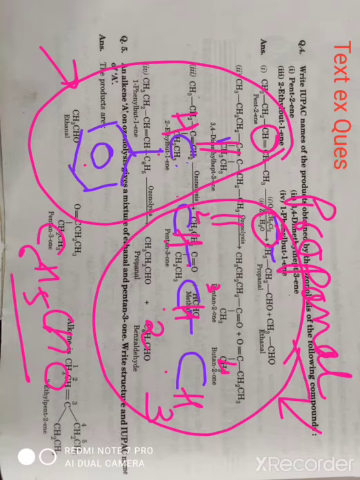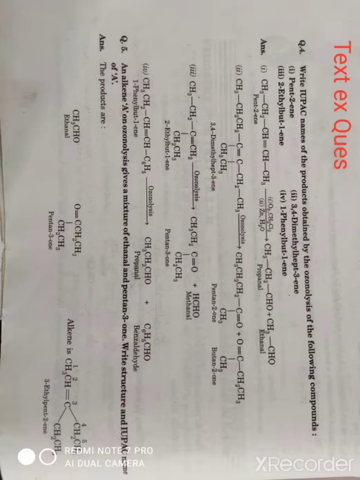So in this way we can come up with the product very easily. We just rub out the double bond and keep a double bond O on each carbon which was doubly bonded. So in this way you can find out the product very easily.